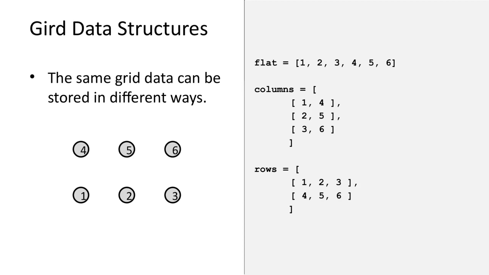3 very common list structures are flat lists, a list of columns, and a list of rows. The example shows a grid of 6 items. The code shows how these 6 items are structured in 3 different ways: as a flat list, as a list of columns, and as a list of rows.